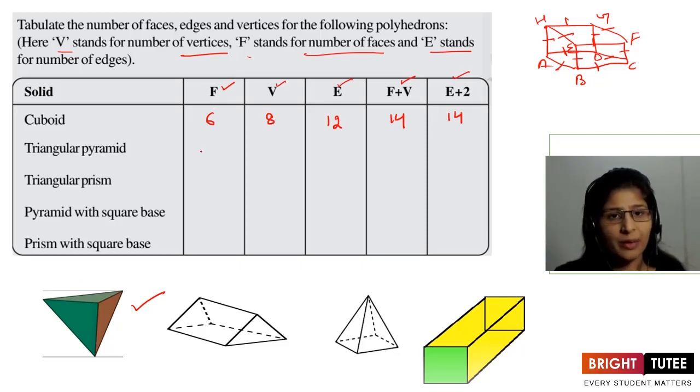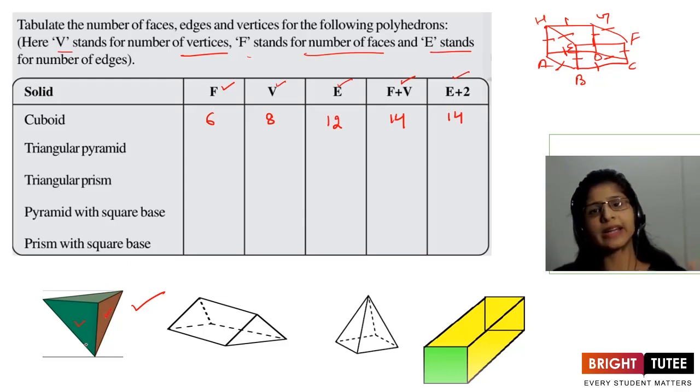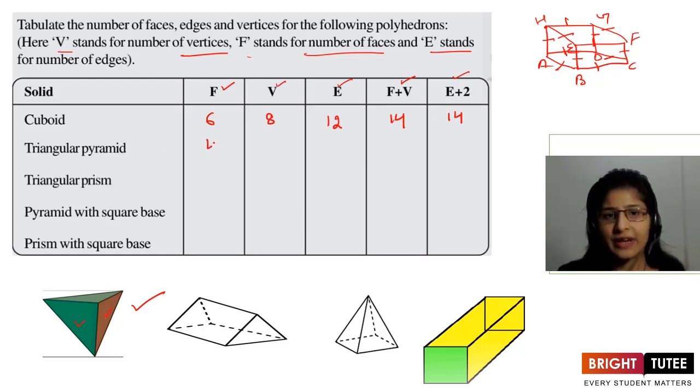So in the triangular pyramid you can see one is at the bottom, and 1, 2 and 1 at the back. That means there are 4 faces. Then what about the vertices? So we see 1, 2, 3 and 4. 4 vertices we have. What about the edges? Okay, so just see 1, 2, 3, 4, 5, 6. There are 6 edges in it.